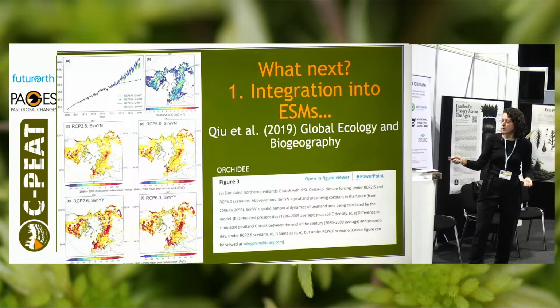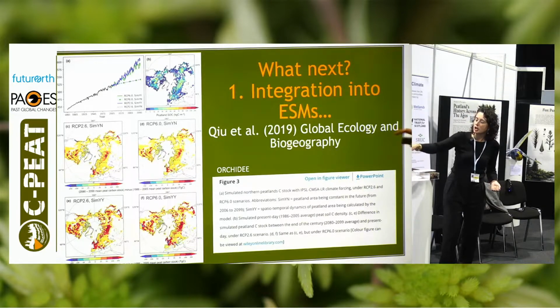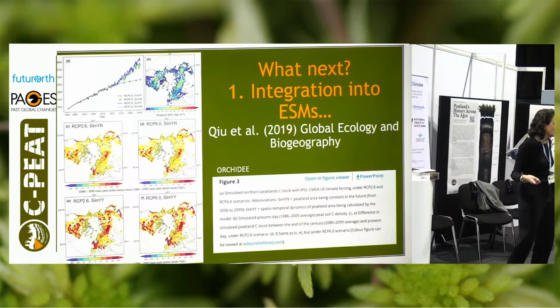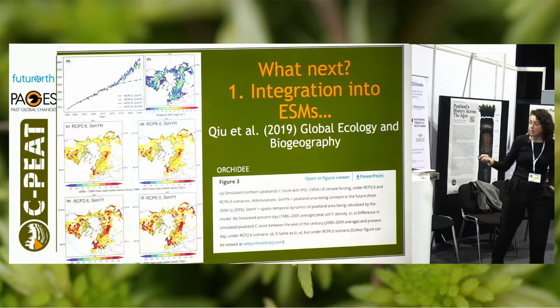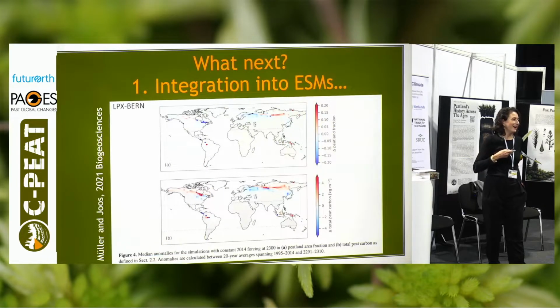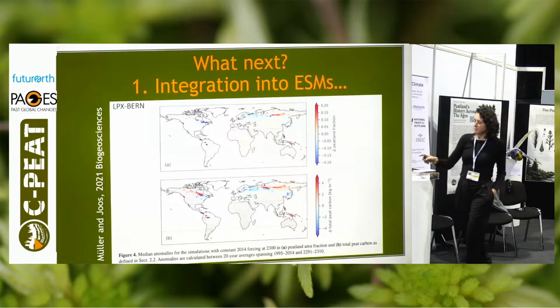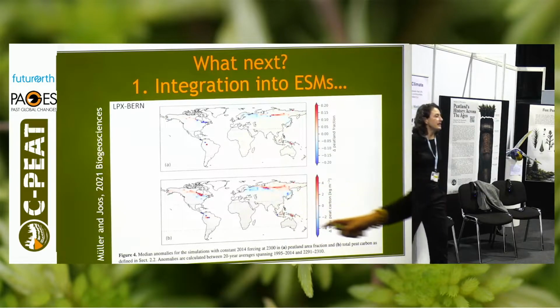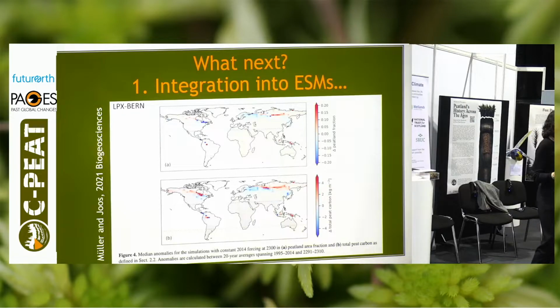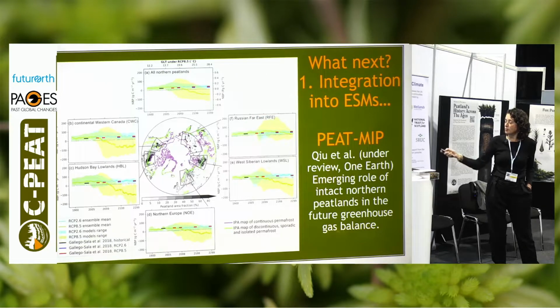And you can see an example here. This is a change in carbon stocks in northern peatlands in the future. Red means an increase in carbon stocks in northern hemisphere peatlands. So they are sort of, but there is no agreement. So I will show you now another land surface model. This is the Bern LPX model, and it basically suggests some increases and some decreases of carbon accumulation in northern peatlands. So they don't really agree.